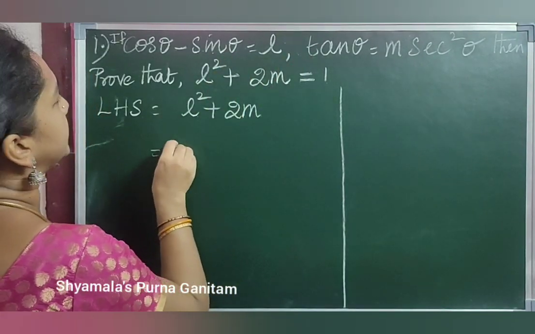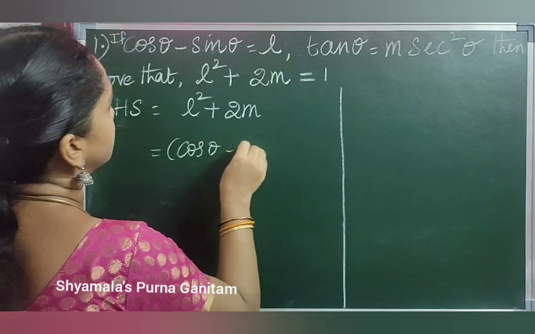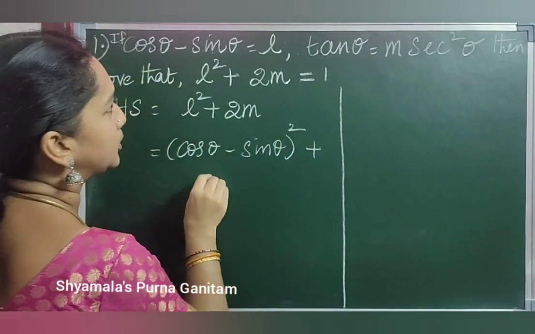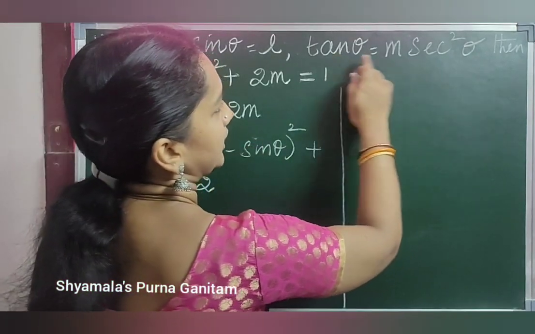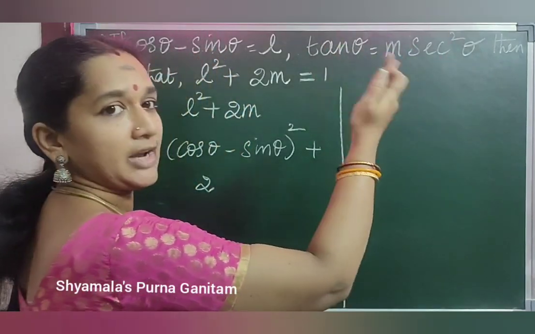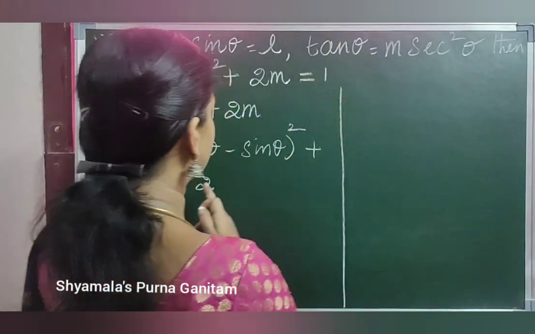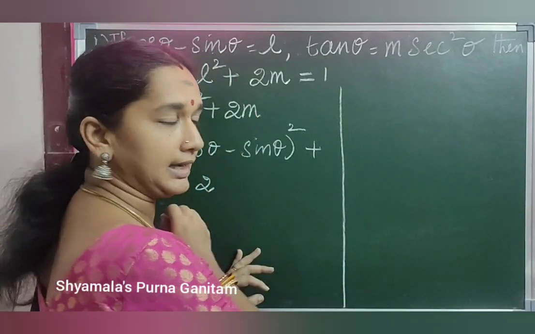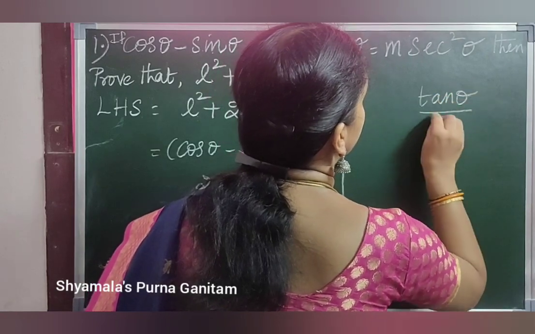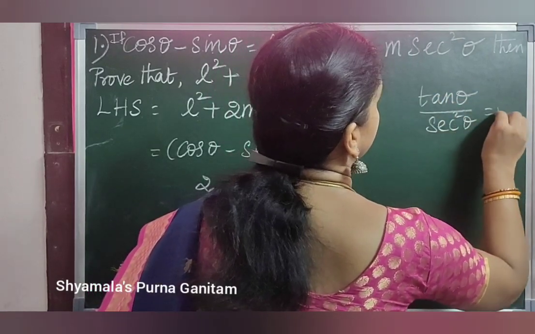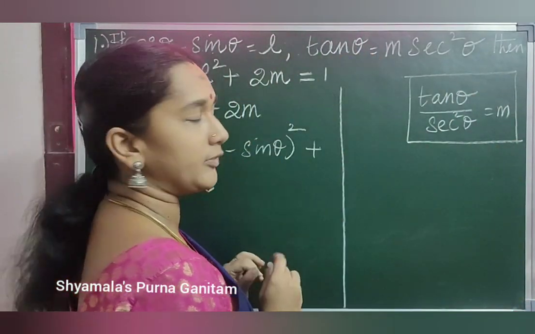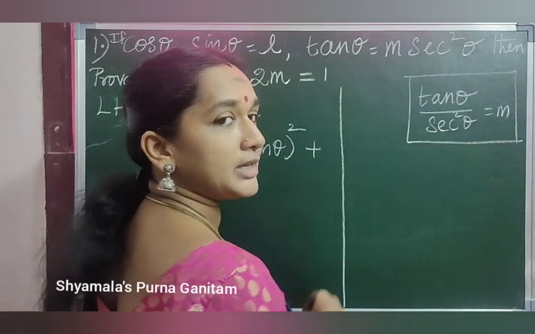and 2m. So l squared is cos theta minus sin theta the whole squared plus 2 into, here in this one the m value is not given like this. So from this given equation we have to eliminate the m value, then we will substitute it in this given LHS. So here the m value we will get as tan theta by secant squared theta. That is our m value. So that we will substitute it here. Directly the m value is not given, but from the given equation we can eliminate m.